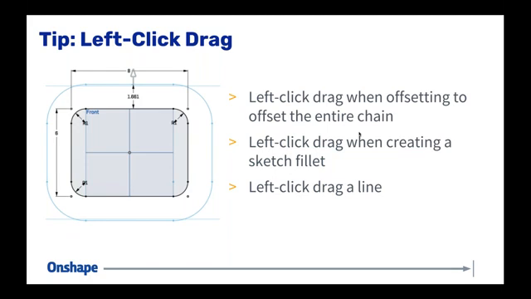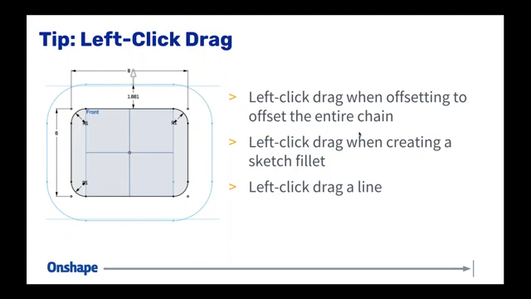Right? Now, this is particularly important if you have, say, a dozen lines or arcs that you want to offset all at once. Right? Left click selecting them is not practical, and maybe window selecting them is not very easy, but you want to chain select everything and offset it. Well, that's left click drag. So that's one example where left click drag is really useful in the offset feature.